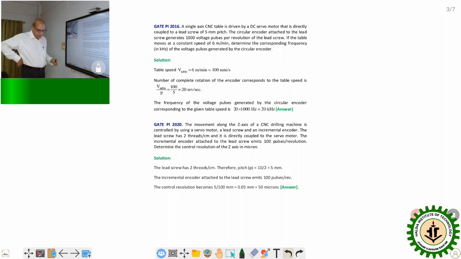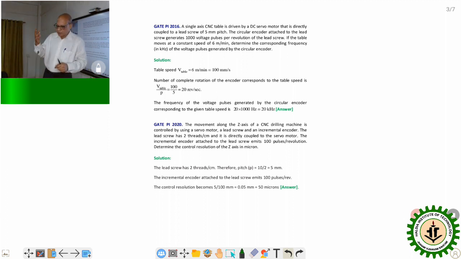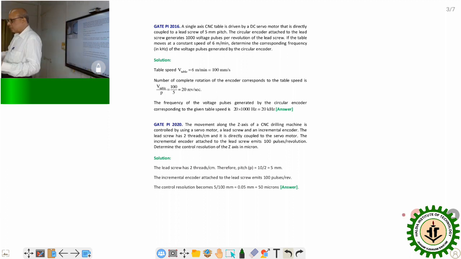For this sort of problem, once again I would like to suggest that you must remember or try to visualize the schematic diagram of the open loop system and the closed loop control system. If you can visualize how the power flow takes place, what the arrangement is, then you will be in a comfortable position to solve this sort of problem. Now, what is the basic theme?